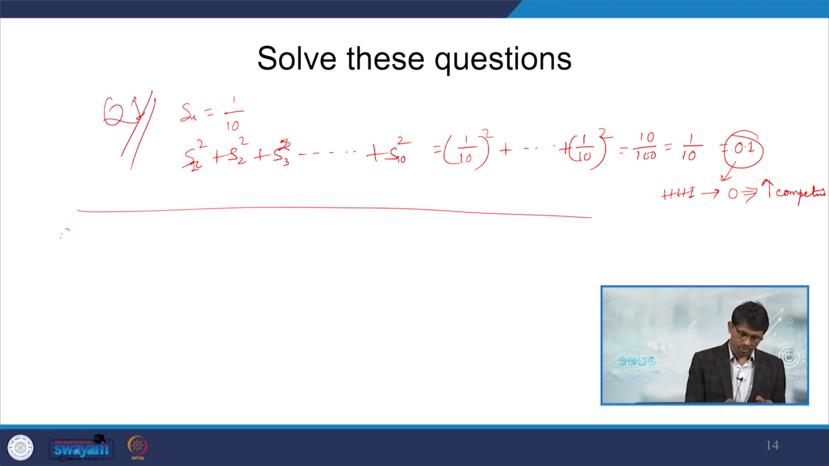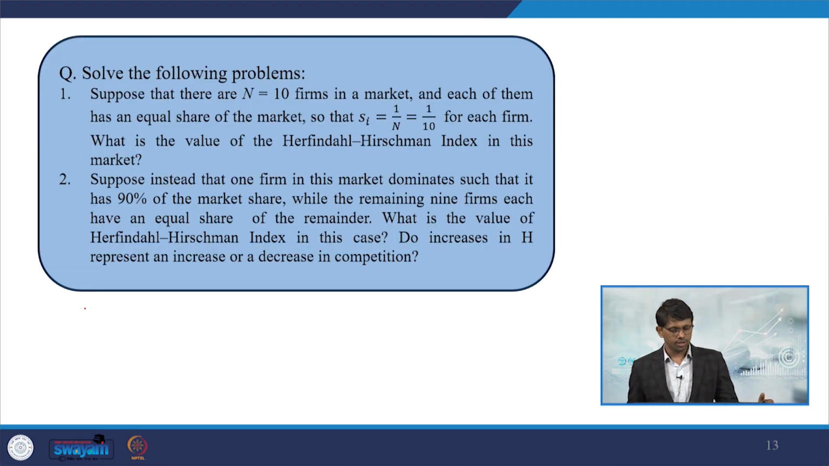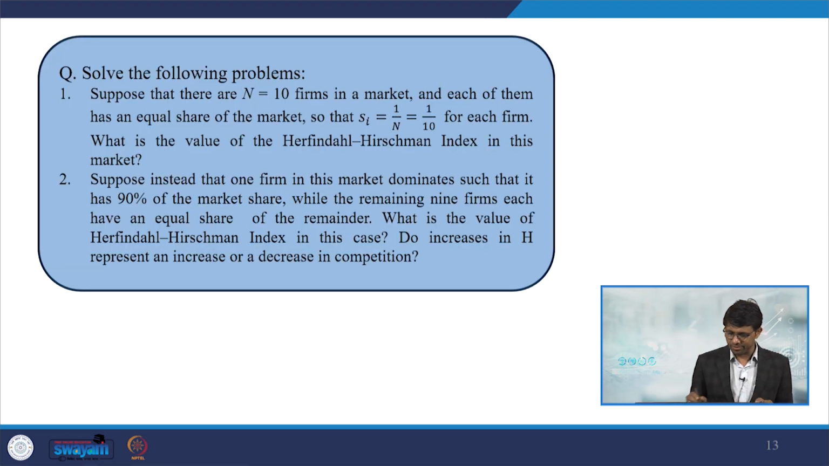All right. For Q2, you can solve it. I will just give you the hint. For Q2, the question is a little different: the market is dominated by some of the firms. Suppose, instead of the first example, one firm in this market dominates 90% of the market share.